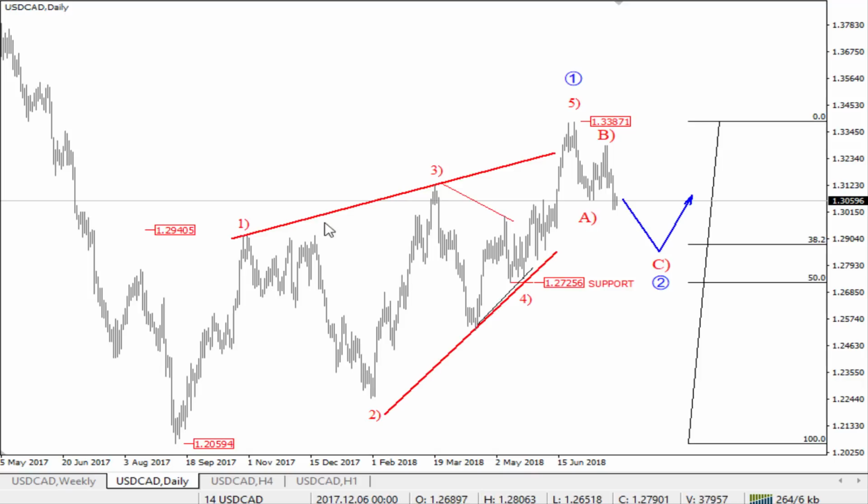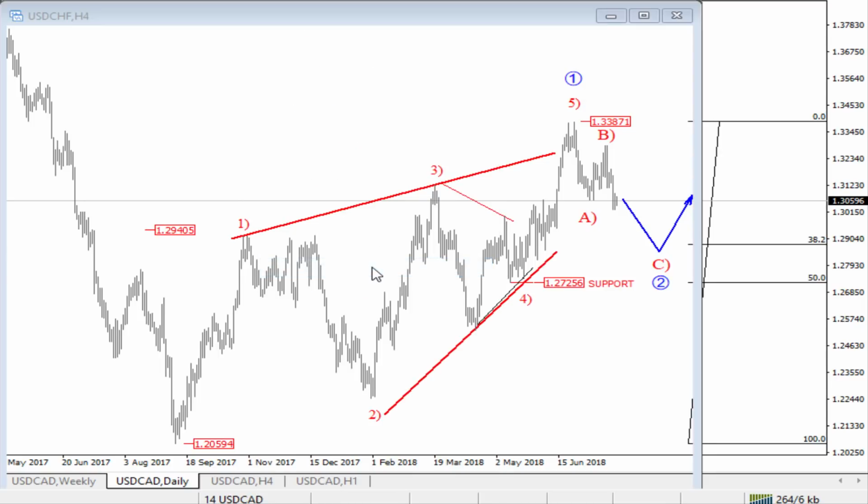On the daily chart, this is a leading diagonal that I labeled 1, 2, 3, 4, 5. Now we are in an ABC pullback. Watch out for a retracement back into this former swing high, which was also a triangle pivot point of this former wave 4 consolidation. So 38.2% is maybe a very interesting area, which means around 1.2950 or so.